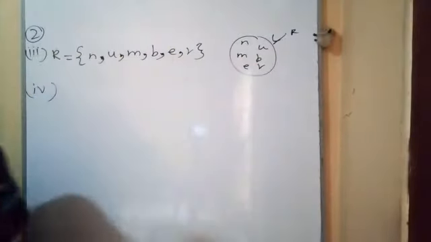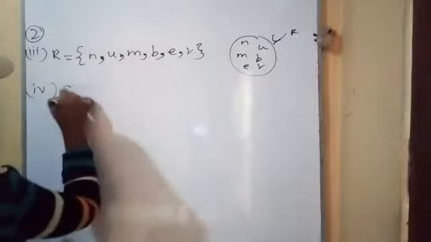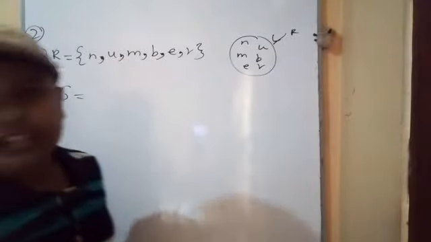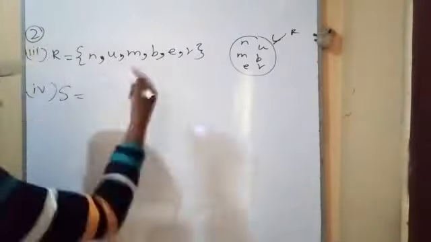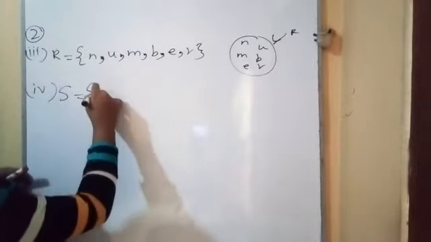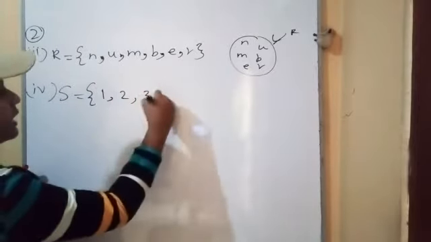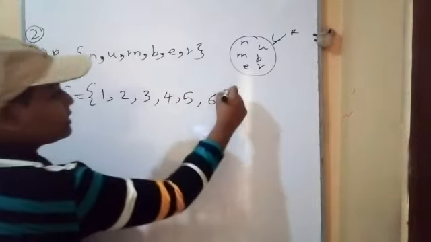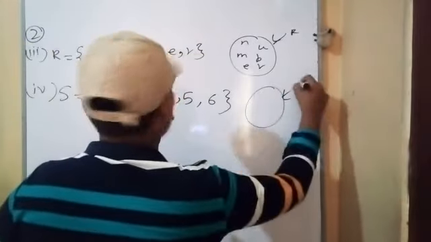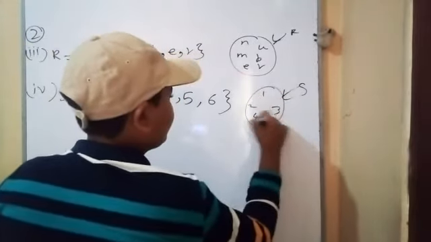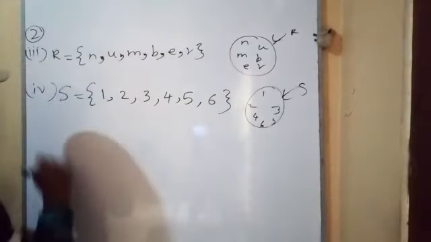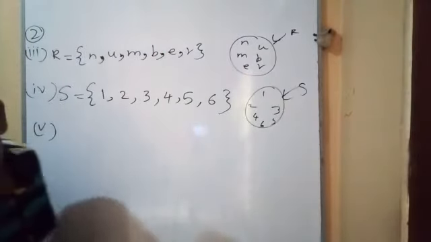Fourth one, S. Whole numbers between 0 and 7. What are the whole numbers between 0 and 7? 1, 2, 3, 4, 5 and 6. Get a Venn diagram, name it as S. 1, 2, 3, 4, 5 and 6.